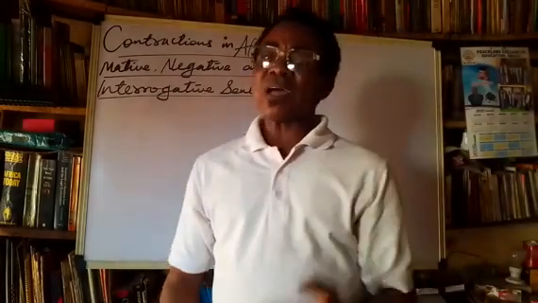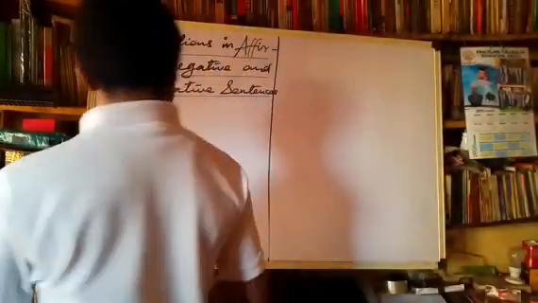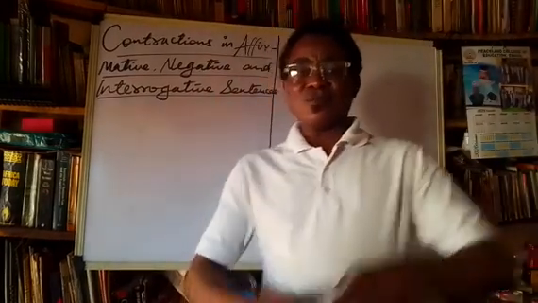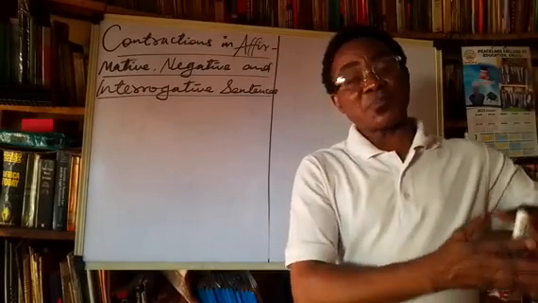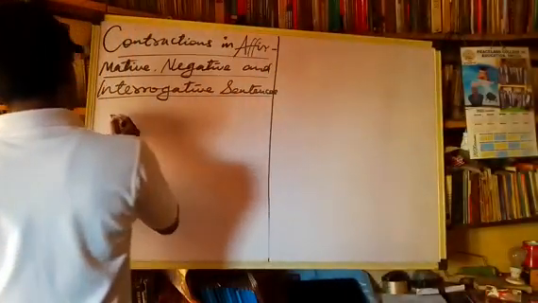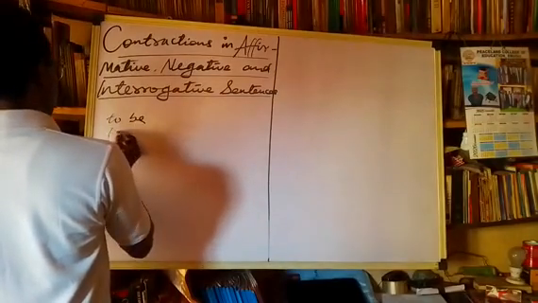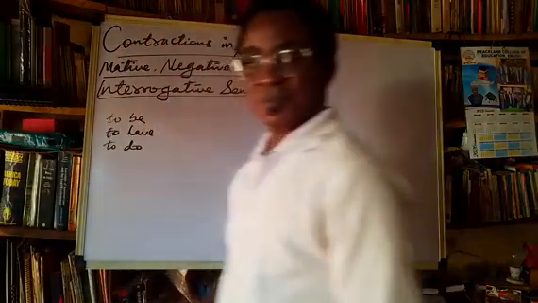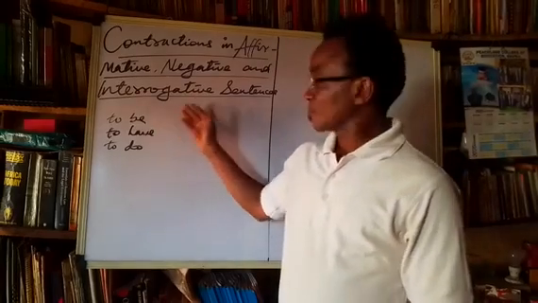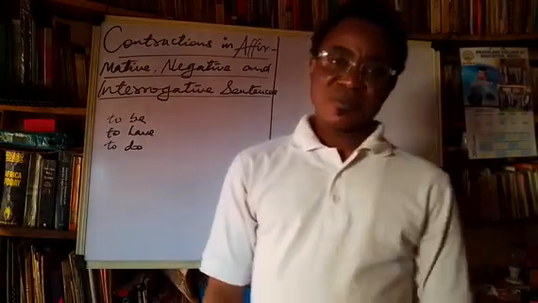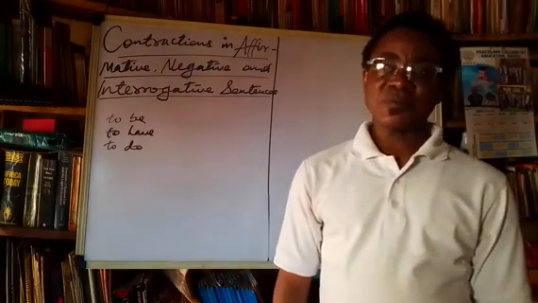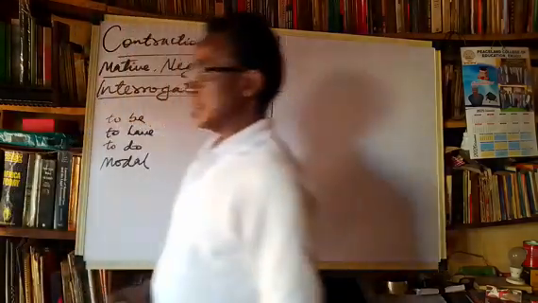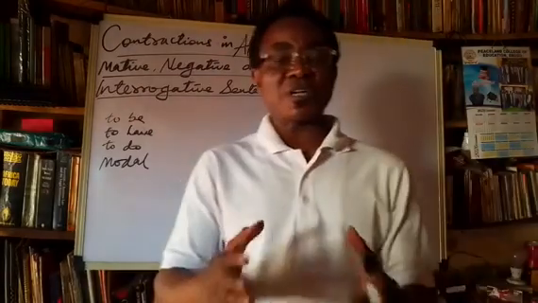First of all, what are the verbs involved in contractions? They are generally referred to as auxiliary verbs. The auxiliary verbs are of two kinds. One set of auxiliary verbs are called primary auxiliaries. To be, to have, and to do are known as the primary auxiliary verbs. Then the other auxiliary verbs are called modal auxiliary verbs.